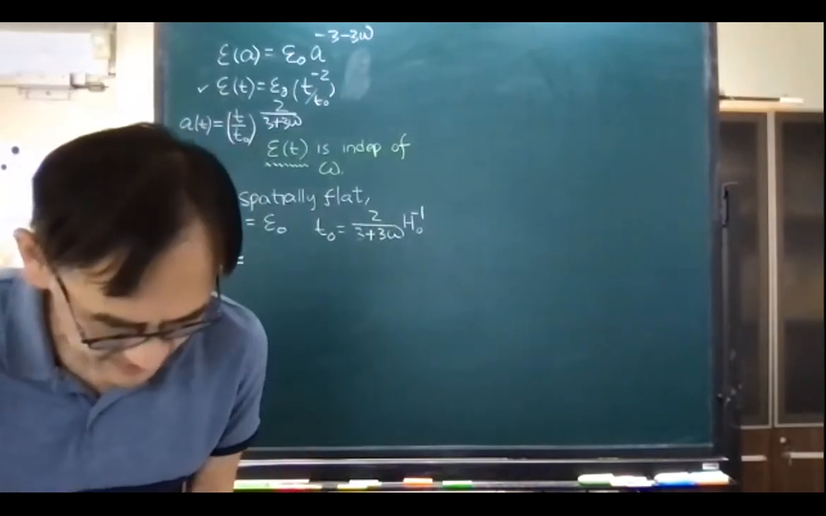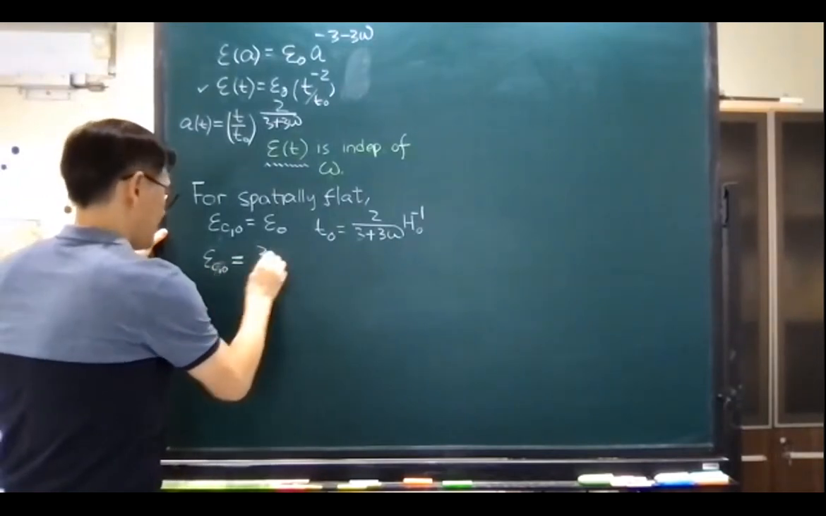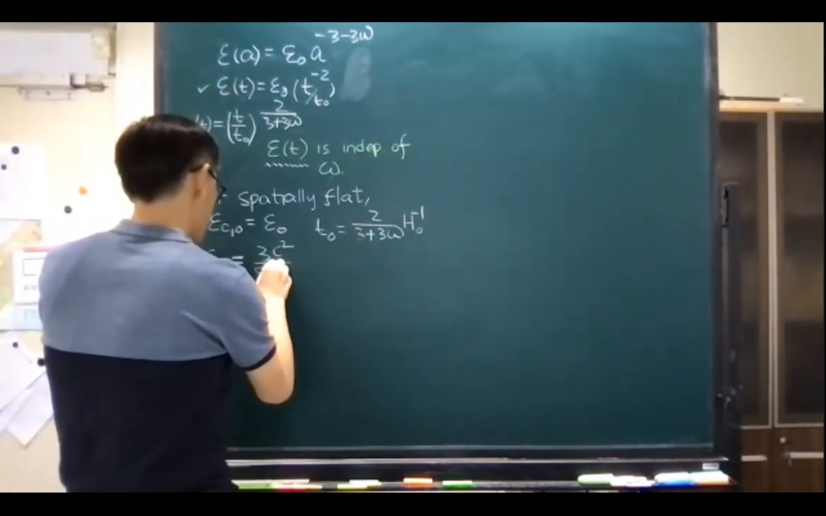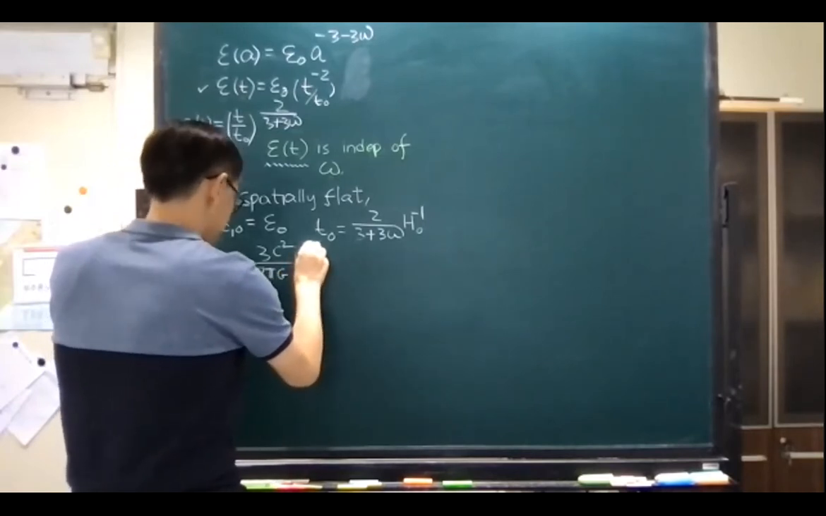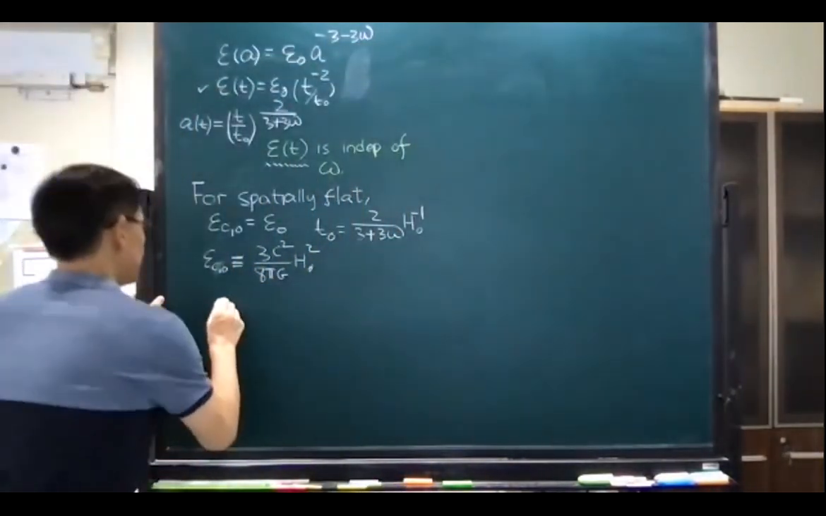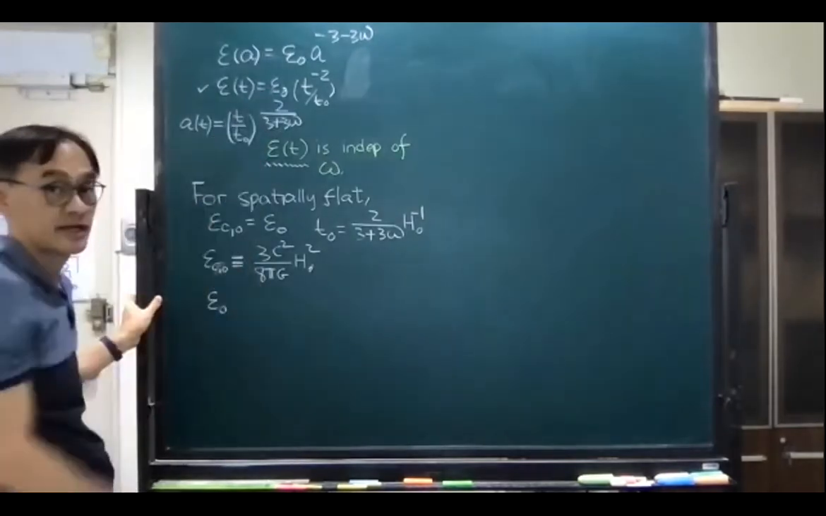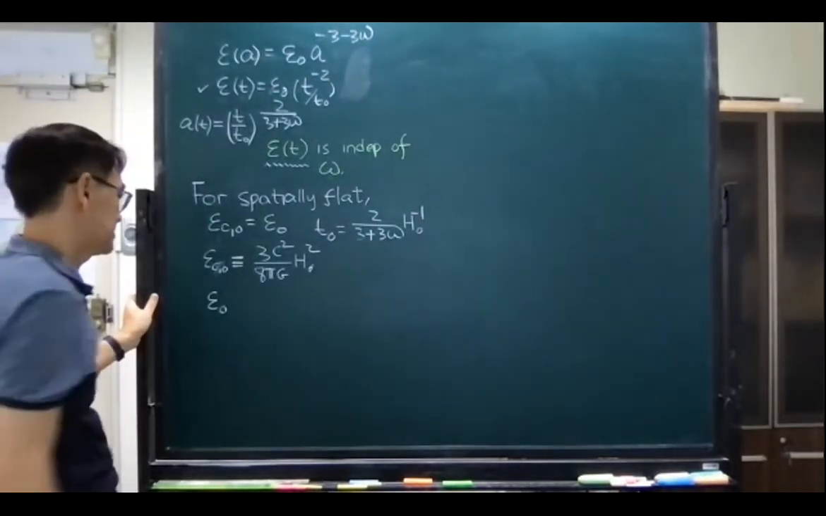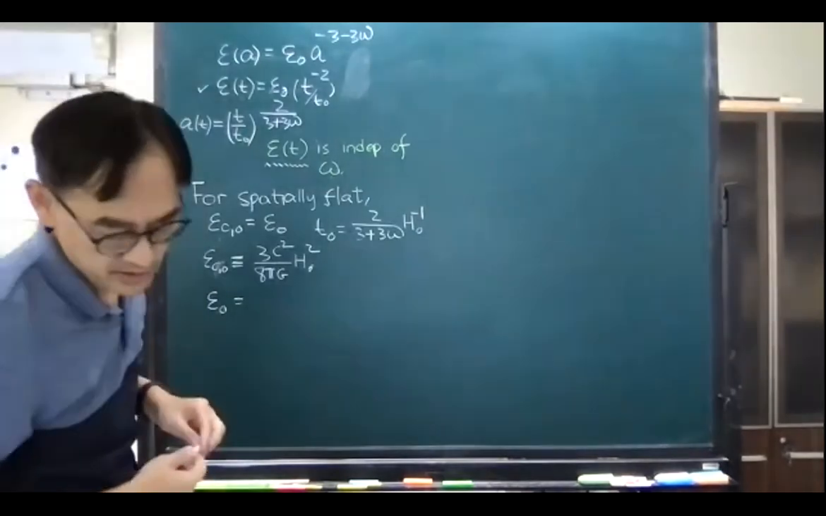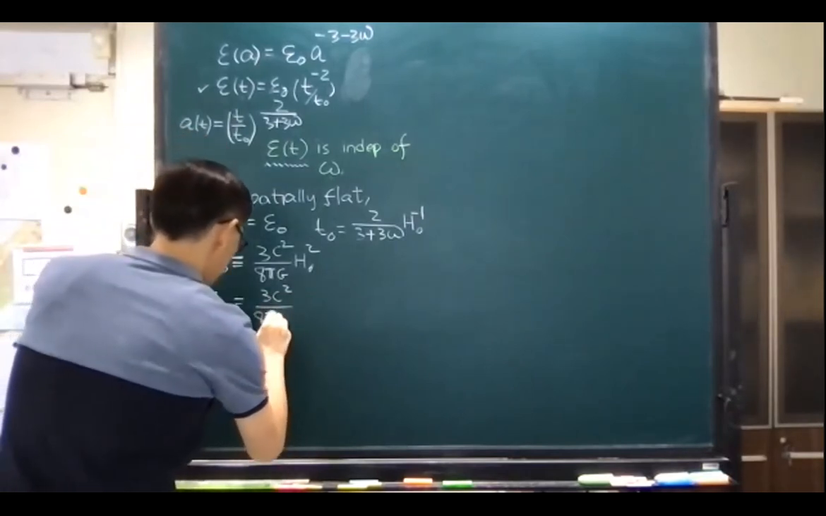Critical density, we define in chapter 4, 3c squared over 8 pi G times the Hubble constant squared. That was the definition. And for us, we want to calculate this epsilon 0 appearing in our single component universe. And that happened to be equal to the critical density. So we have this factor, 3c squared over 8 pi G.